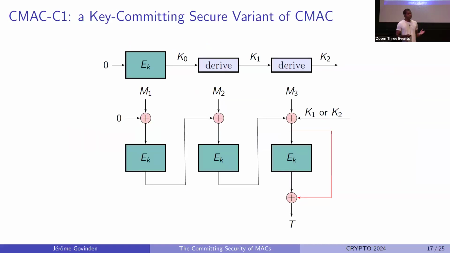We then give a fix to this MAC, which is inspired by the fix for GCM from Bellare and Hoang, which consists of adding a feed-forward to the last block cipher call. Now a key committing attack on this reduces to finding a collision in the Davies-Meyer construction for the block cipher. So if this is secure, then you have that CMAC-C1, which is the scheme, is a key committing secure variant of CMAC.